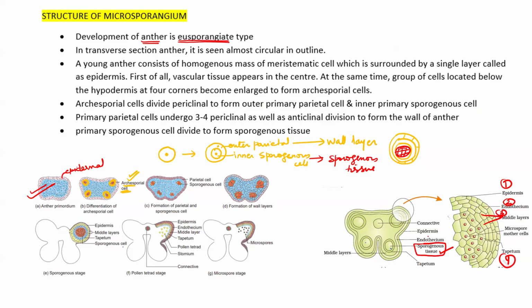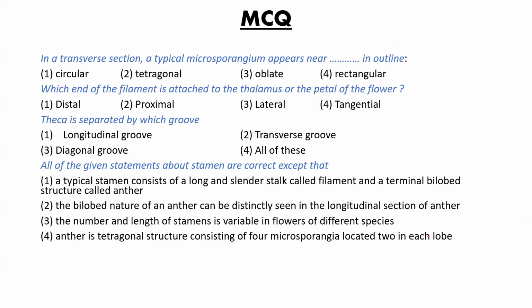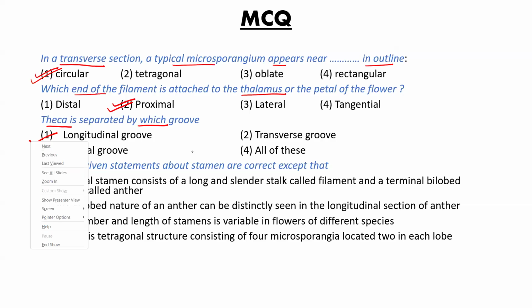Let us check how much concept we have understood. See, these are the questions. In a transverse section, a typical microsporangium appears dash in outline. Is it circular, tetragonal, oblate, or rectangular? If you check what we discussed, it will be circular. Now, which end of the filament is attached to the thalamus or petal? It's a PMT question. Answer will be proximal end. Next, theca is separated by which groove? If you remember in the theory, it's a longitudinal groove which separates the two theca.